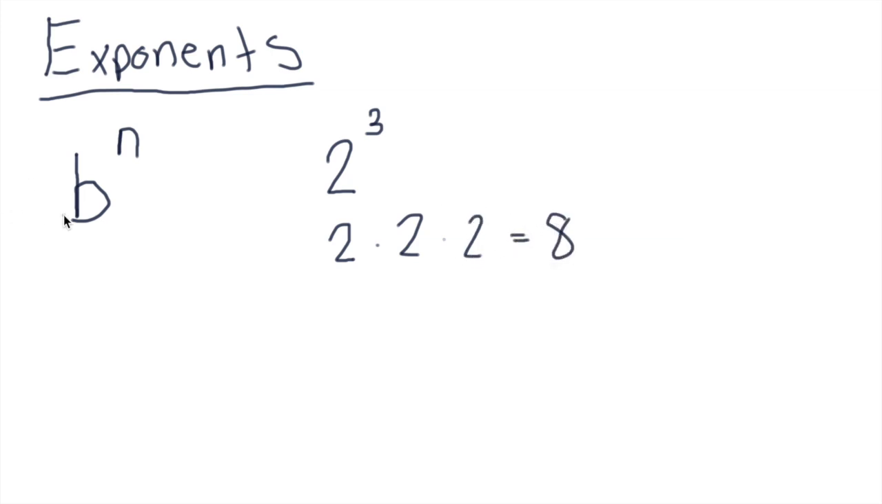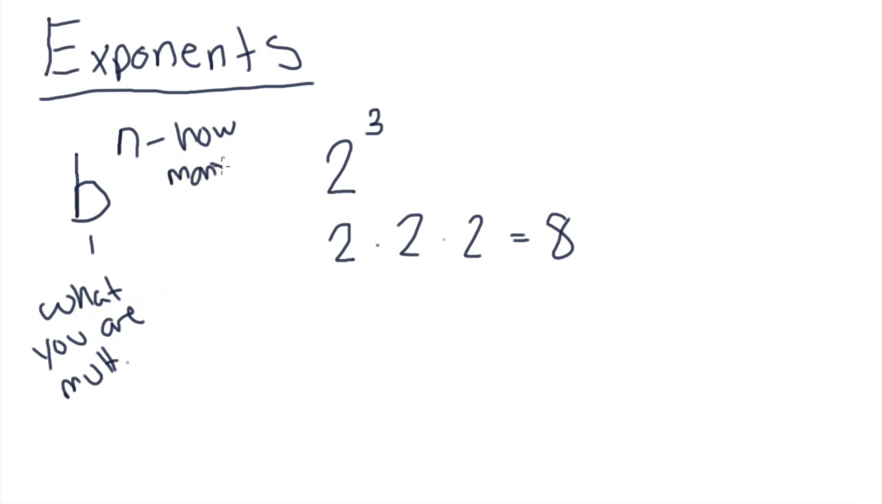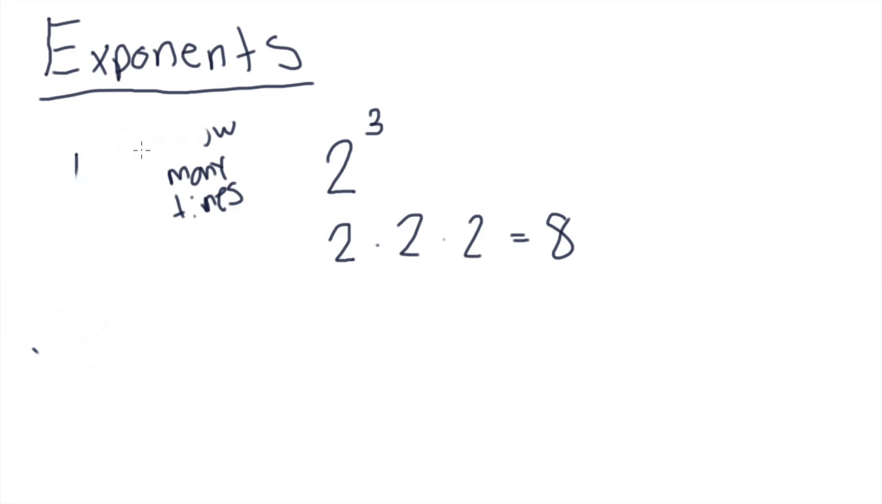So what these two numbers mean is your base is what you're multiplying, and your exponent, or your n, is how many times. We use exponents to condense long problems so that we don't write out 2 times 2 times 2 however many times we have it going for, and it saves you space and makes things more efficient on the page. So let's do some practice.